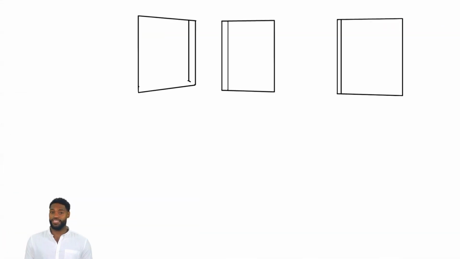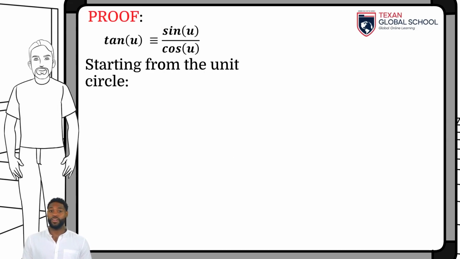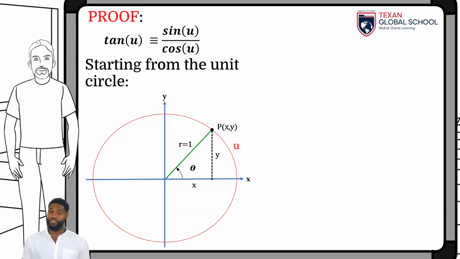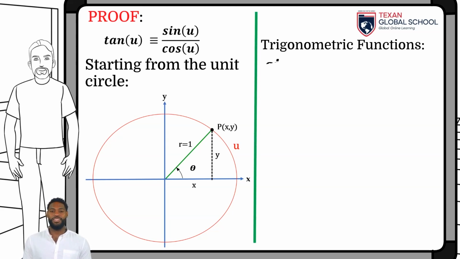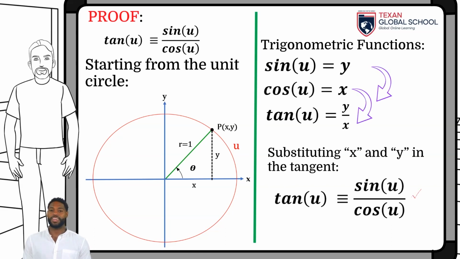We will now show that the tangent of u is identical to the sine of u over the cosine of u. Likewise, starting from the unit circle, it results that the sine of u is equal to y, the cosine of u is equal to x, and the tangent of u is y over x. Substituting x and y in the tangent, it results that the tangent of u is identical to the sine of u over the cosine of u.